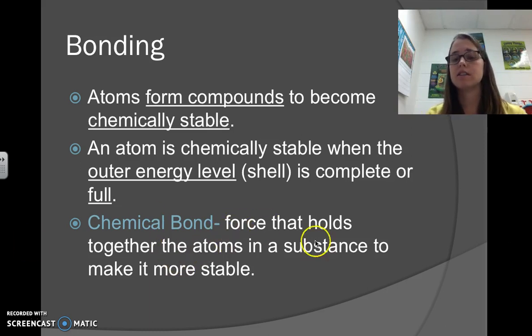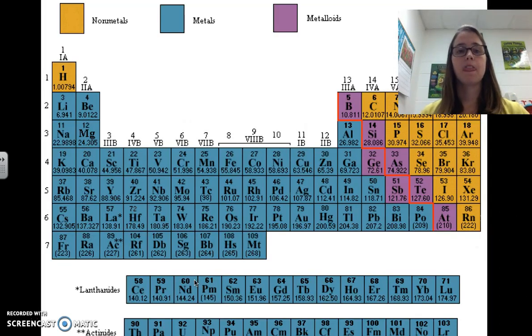A chemical bond is a force that holds atoms together in order to make them more stable. So the purpose of bonding is to help both atoms involved get to that stable state, that state where their outermost shells are full.